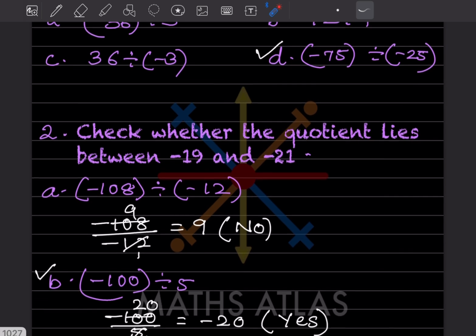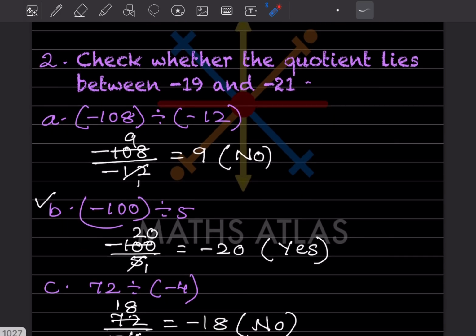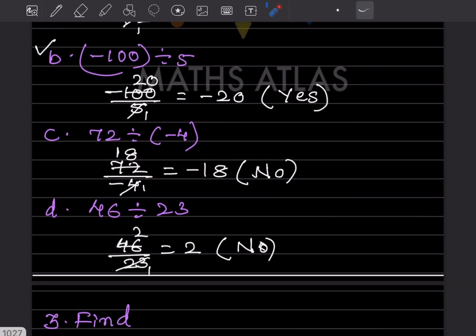Check whether the quotient lies between minus 19 and minus 21. So when you divide this one, you get 9. So this doesn't lie between minus 19 and minus 21. When you divide minus 100 by 5, you get minus 20. So this is yes. This is minus 18. When you divide this one, that will be minus 18. So this is no. Again, this is going to be no. So the only possibility is this one, that is B.